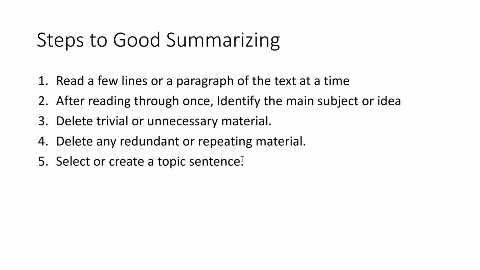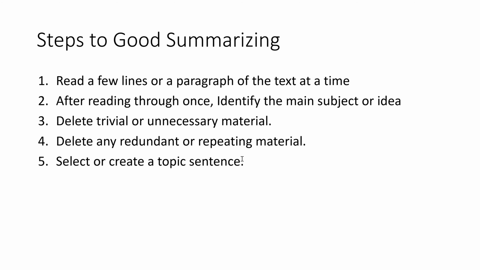Next, we're going to delete trivial or unnecessary material. A lot of the time in articles and writing, authors put a lot of information that doesn't really get to the main point. So we're really trying to get to the main point when we're taking our notes, so we don't write down unnecessary information. Next, we're also going to delete or cross out redundant or repeating materials. And then finally, we're going to select or create a topic sentence, which is a summarizing sentence of all the information that's left over. So anything that's not crossed out, we're going to look at and then try to create a new sentence that summarizes everything left over.